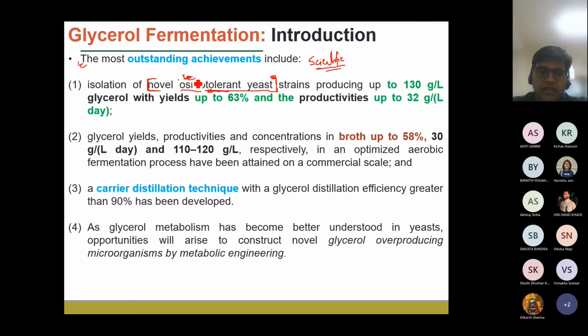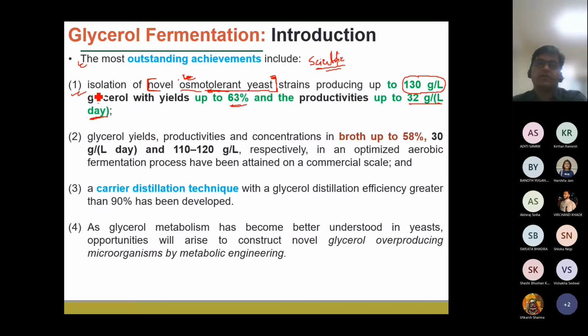After this modification, which was successfully carried out, it was found that this osmotolerant yeast can produce glycerol at a concentration as high as 130 grams per liter. Okay, with a yield as high as up to 63%, and productivity of 32 gram per liter per day. So this is 32 gram of glycerol being produced per liter of the media per unit day. Okay, so this was the improvement.